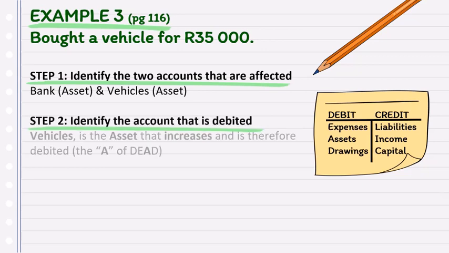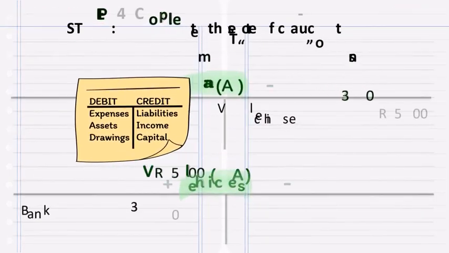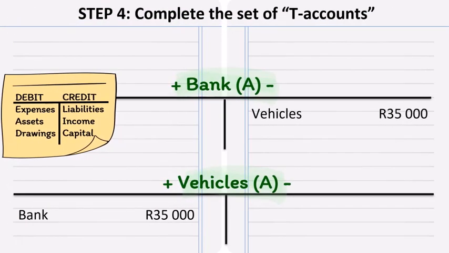In this case, we bought a vehicle. So because vehicles increase, vehicles are debited, and we spent money, so bank decreased. And remember I said to you before that whenever bank decreases, bank is credited. The two T accounts will now look like this.